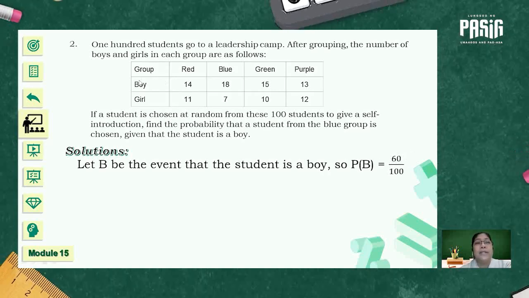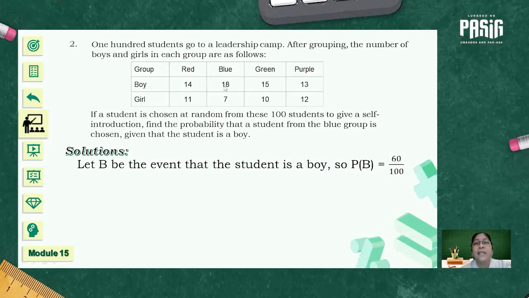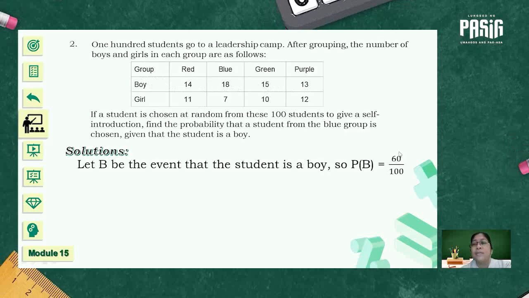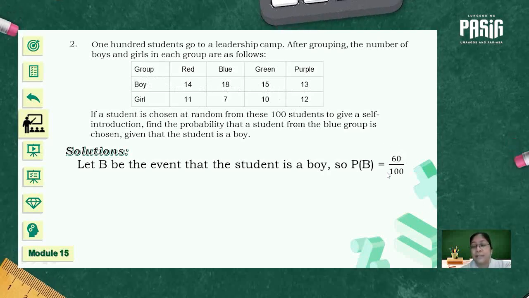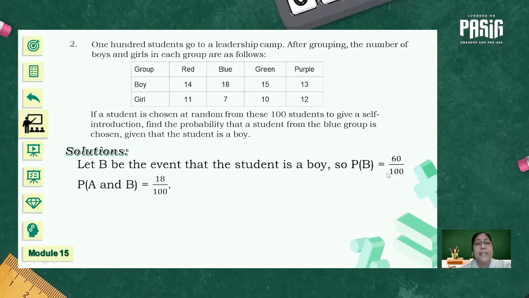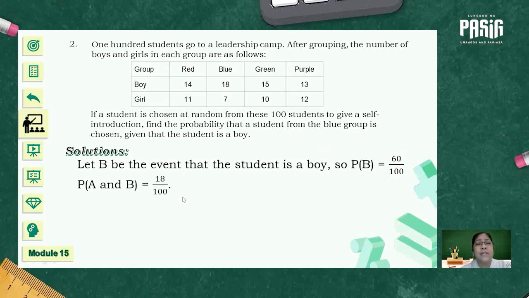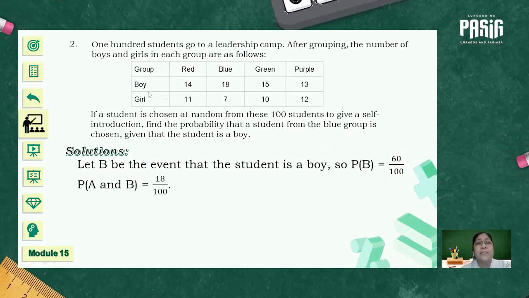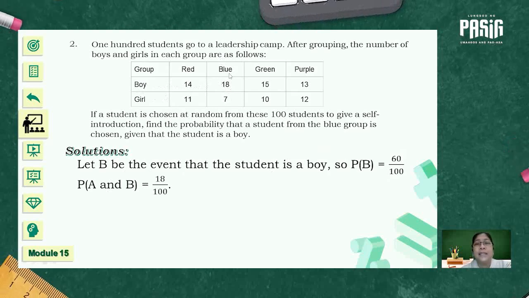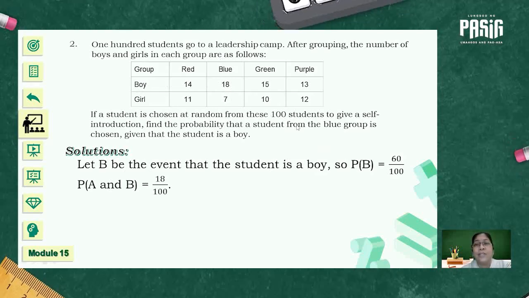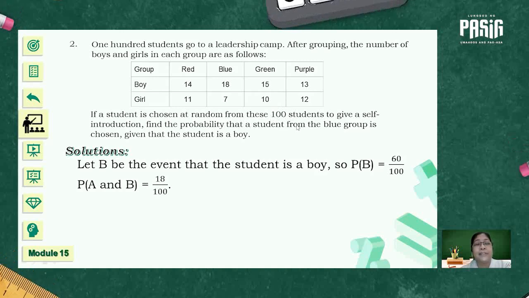It's the number of boys in different groups. We have 14 plus 18 plus 15 plus 13 is equal to 60 over the 100 students, which is the sample space. The probability of A and B is equal to 18/100. Where did we get 18/100? The intersection of boy and blue, and that is 18/100 of students is the sample space.